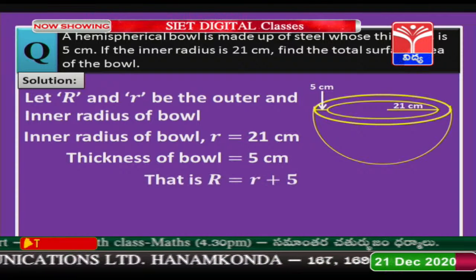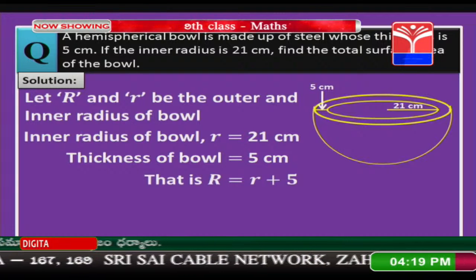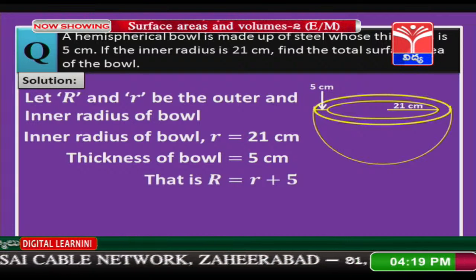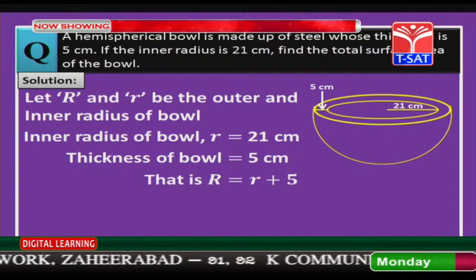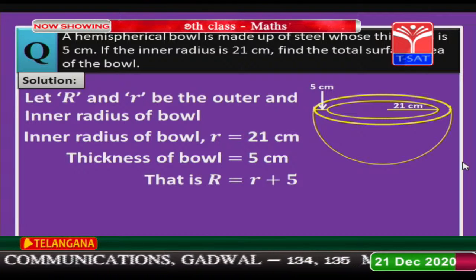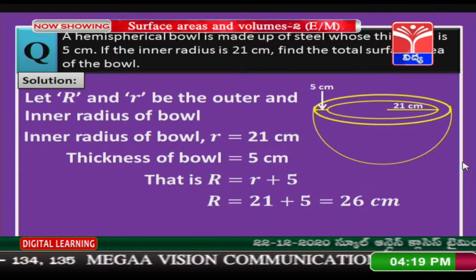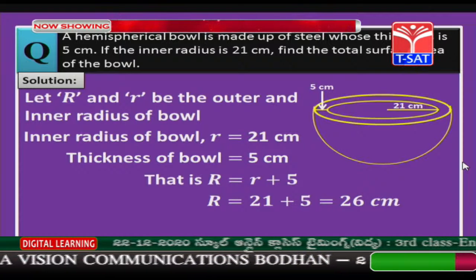Therefore, the outer radius will be the smaller radius, that is the inner radius, plus the thickness 5. But we have r is equal to 21, right, children? So, we write 21 plus 5. So, what do we get? Yes, the outer radius is 26 centimeters.